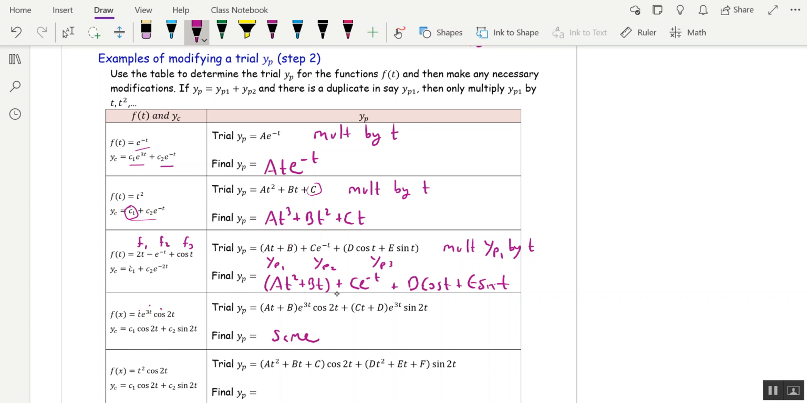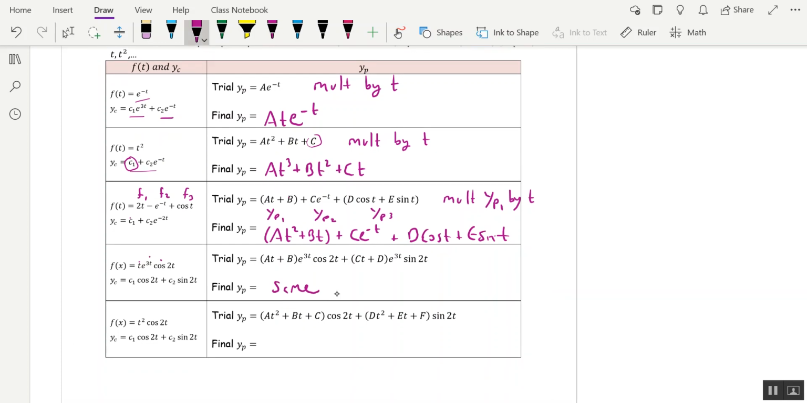And for this last guy, again, this is one function from your table. This is just an F1 or an F. It's a quadratic times a cos. So I have a generic quadratic cos 2t and a generic quadratic sine 2t. I look for repeats. I see I have repeats because I'm going to have a constant times cosine 2t, and then I'll have a repeat here. So I'm going to multiply this whole thing, because this is one YP, by t.